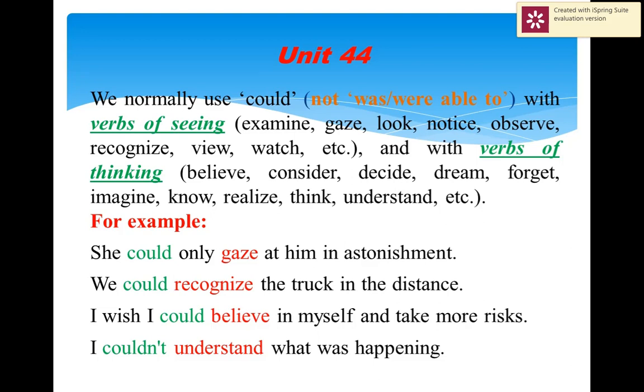And you have here examples. She could only gaze at him in astonishment. You see, gaze is preceded by what? By could. You do not say she was able to gaze at him. It is not acceptable. Another example, we could recognize the truck in the distance. Could recognize.